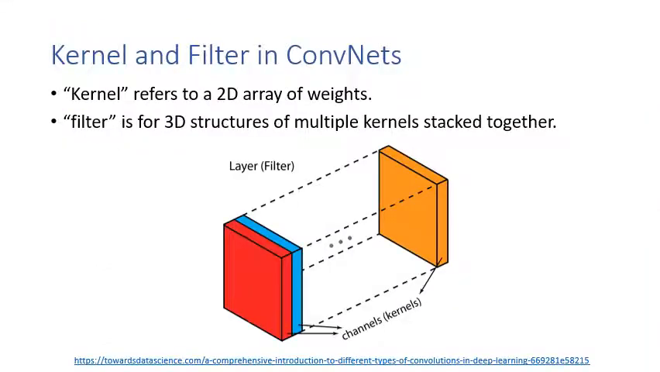There are two terminologies that need to be clarified here: kernel and filter. In image processing, we only say filter. Filter can change the shape of the input signal. But in convolutional neural networks, we use the term kernel to refer to a 2D array of weights. And the filter means the 3D structure of multiple kernels stacked together.